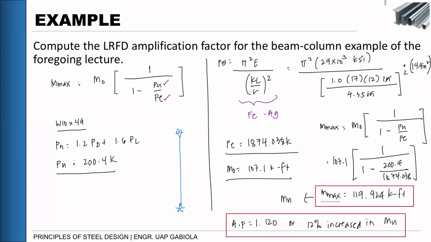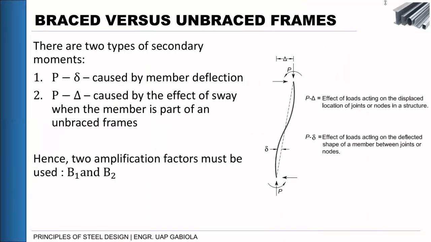Okay, next. There are two types of secondary moment, as we have already mentioned earlier. We have P small delta and P big delta. P small delta is caused by the member deflection. So P small delta is local to the member. Localized. It is just the column itself that we are discussing.